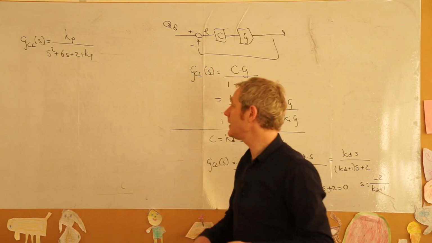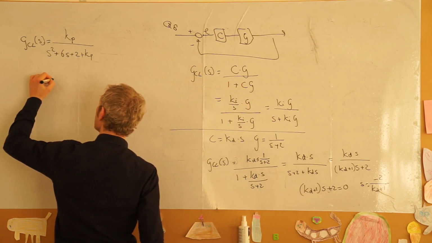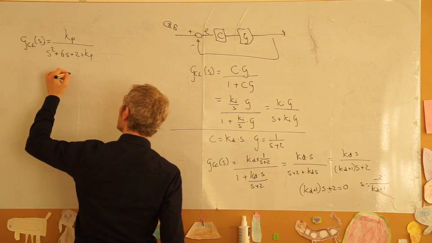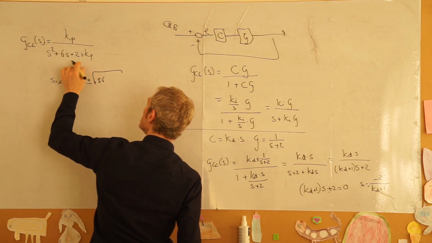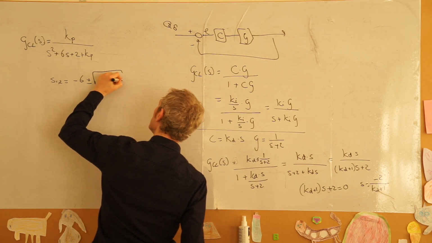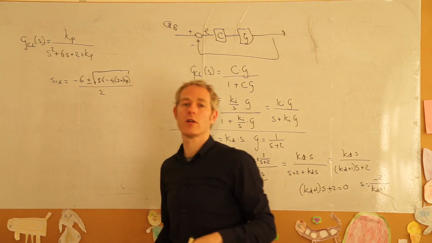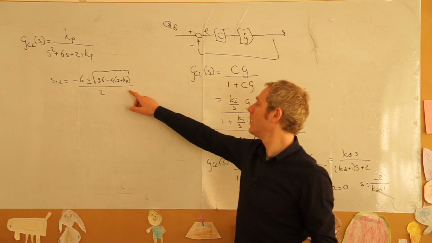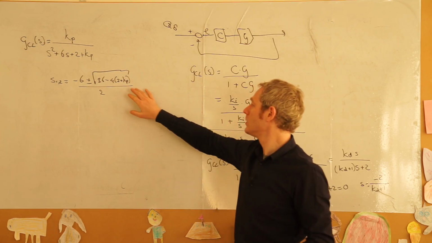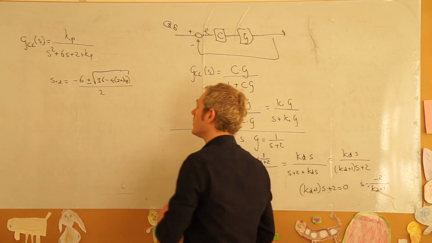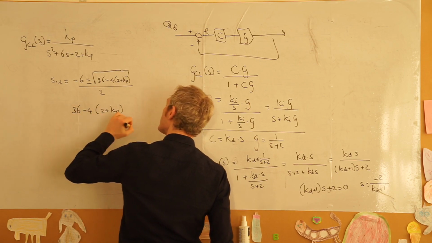This system is critically damped if both poles lie in the same spot. So if we have our two poles, they are equal to minus b plus or minus the square root of 36, that's b squared, minus 4 times (2 plus Kp), over 2. So these are the two closed loop poles, and it is critically damped if we only have one pole. So this square root must equal 0. So 36 minus 4 times (2 plus Kp) must equal 0.